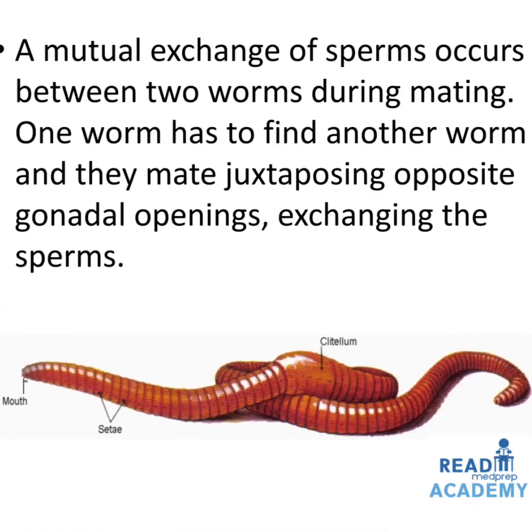A mutual exchange of sperms occurs between the two worms during mating. One worm has to find another worm and they mate juxtaposingly, opposite the gonadal openings, exchanging the sperms. Here you can see the copulation of the earthworm in a juxtaposing opposite manner.